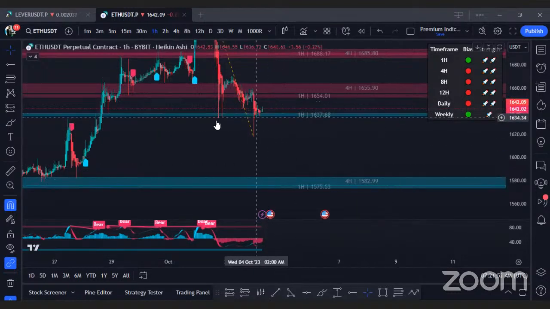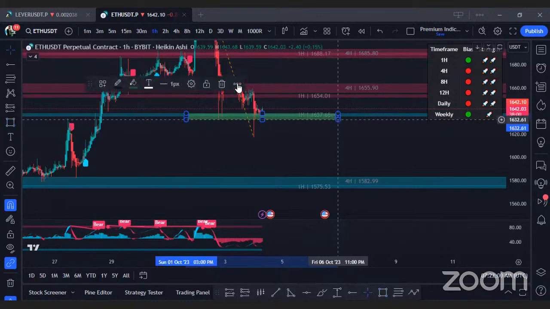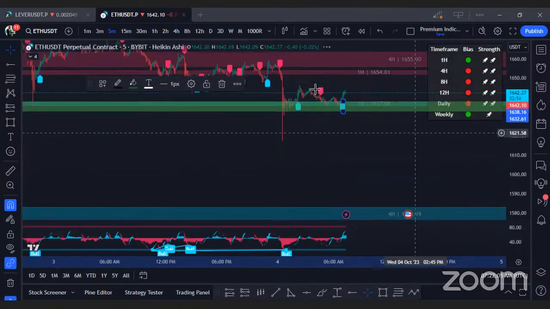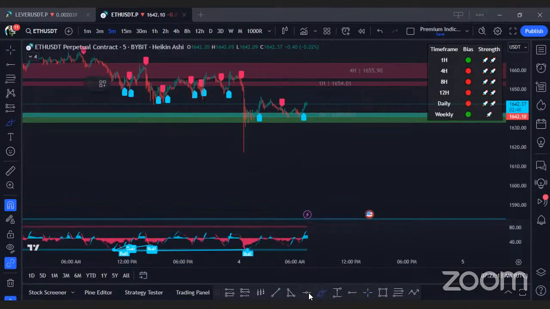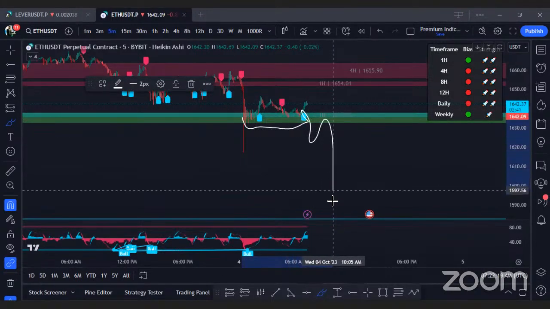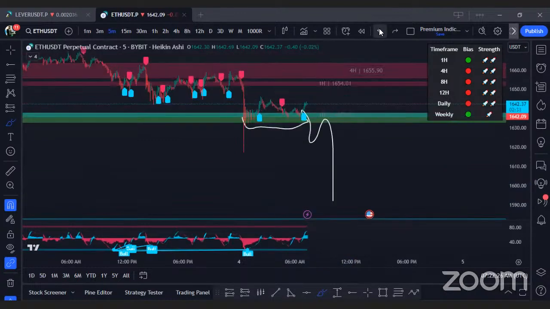So for Ethereum, if we do break this level down here, I'll just take a shot. We can look at lower time frames for our entries, okay? If we don't reject from that area and start going up once we break that level down, I want to see this level here become a resistance level. So maybe we'll break down, come retest that level, then I can take a trade to the downside, and my target will be this area down there. So that's what I'll be looking at.